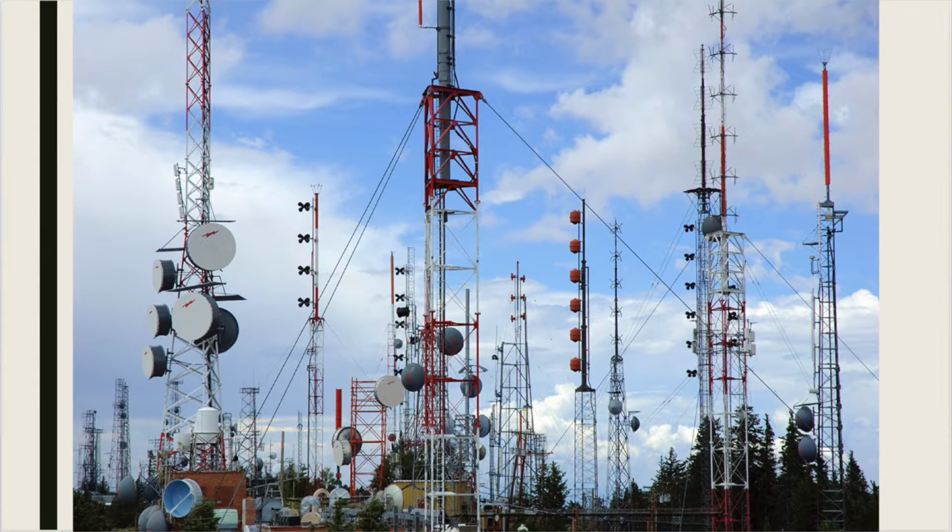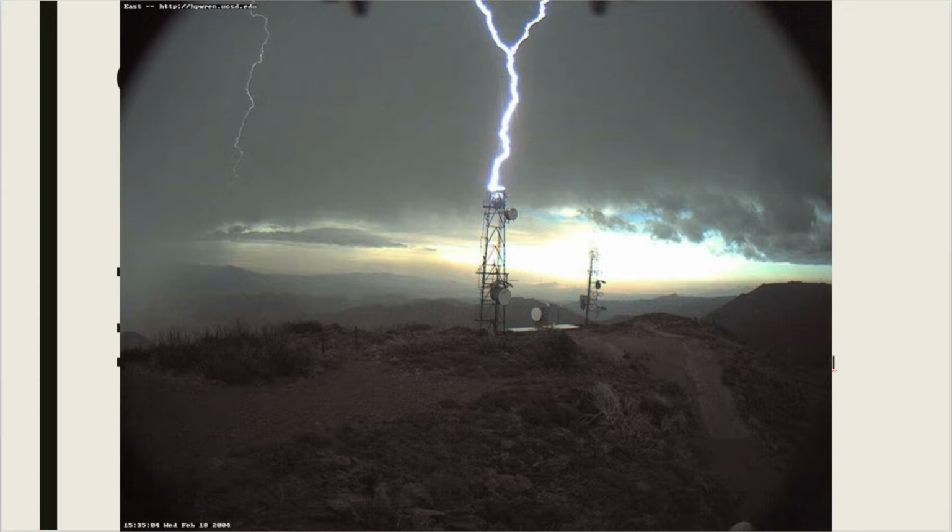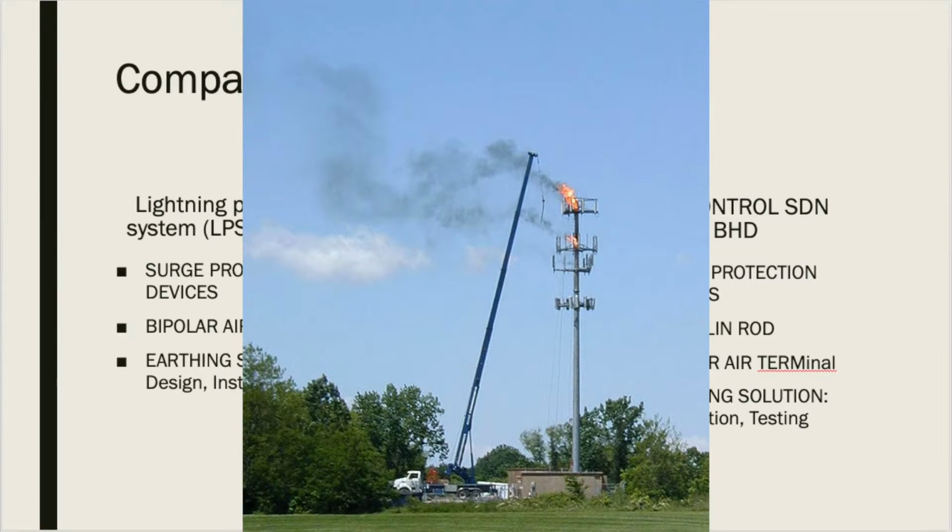Because many towers are in remote locations and are often the tallest thing in the area, they are the prime target for lightning strikes. A lightning strike to a cell tower is easily one of the most expensive prospects for a cellular carrier because it not only can damage and take equipment offline, it creates downtime which leads to angry customers.